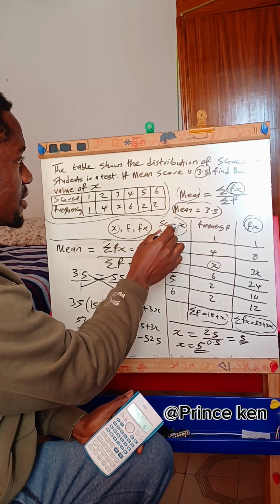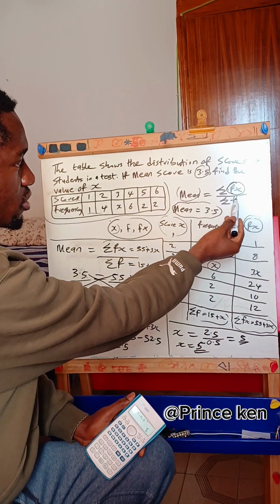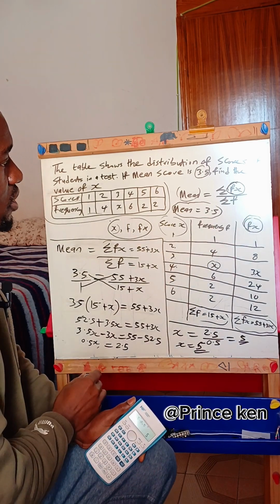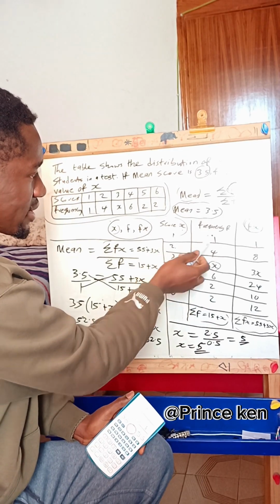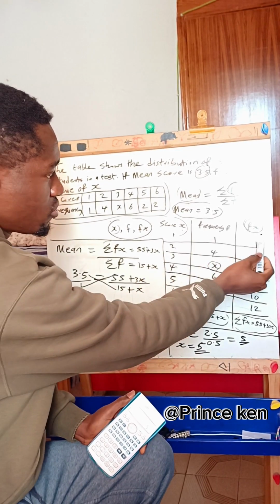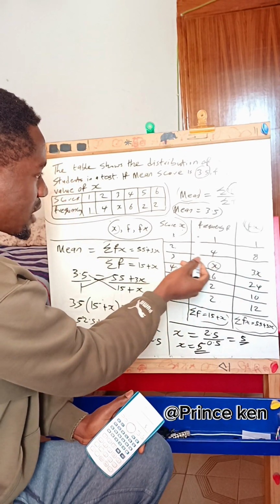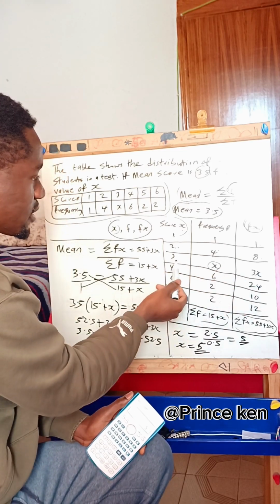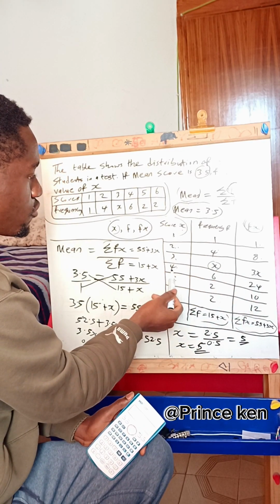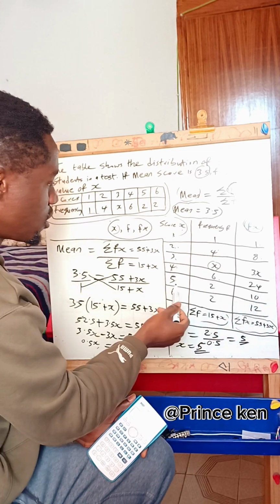And the Fx is in your mean equation, as you can see. Look at it here. So to get this Fx, you have to multiply score X and frequency F to give you Fx, which is 1 times 1 will give you 1, 2 times 4, 8, 3 times x, 3x, 4 times 6, 24, 5 times 2, 10.